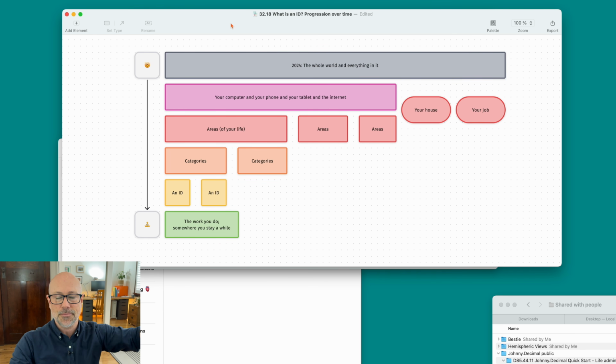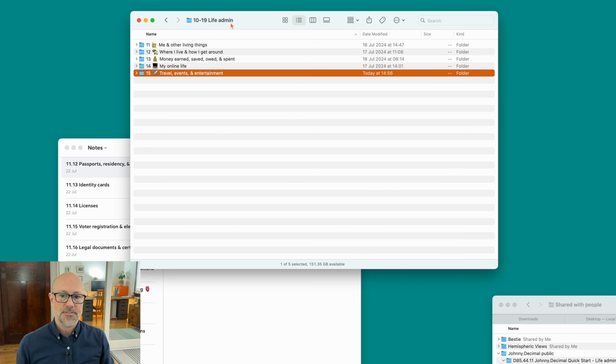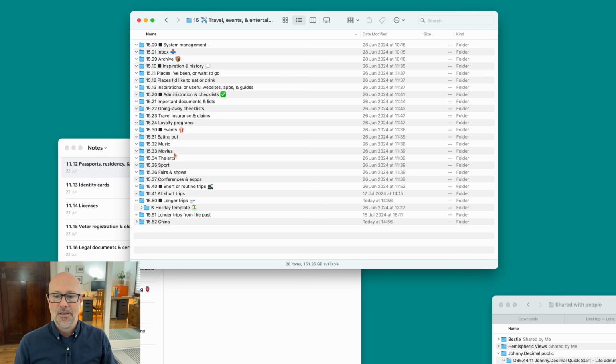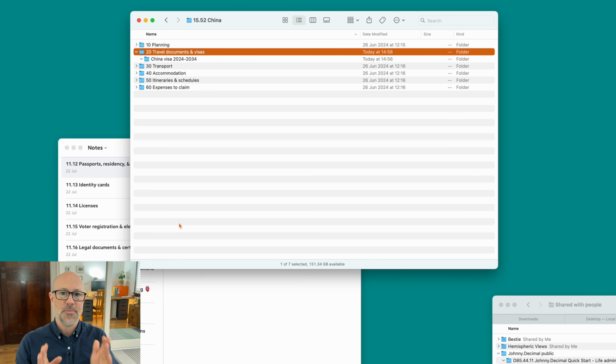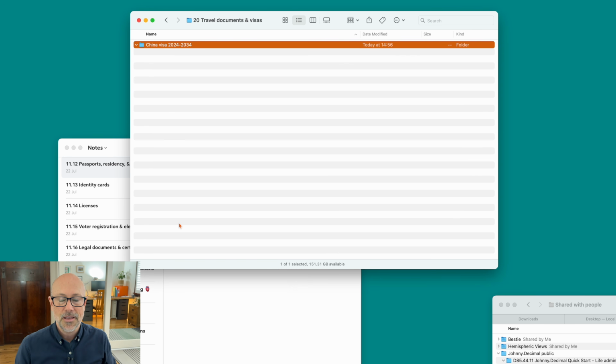Everything, all these other boxes can be deleted, right? That's what we're trying to do here. Forget everything else. You're in travel, events and entertainment. It's got to be longer trips and it's China. It doesn't matter how many subfolders I have, because is it planning, travel documents, transport, accommodation, itineraries or expenses? It's travel documents and visas. And there it is. You can't get lost. You can't feel stressed. You probably can by applying for a 10-year visa for China, but you get the idea, right? That's where I think this should probably be.